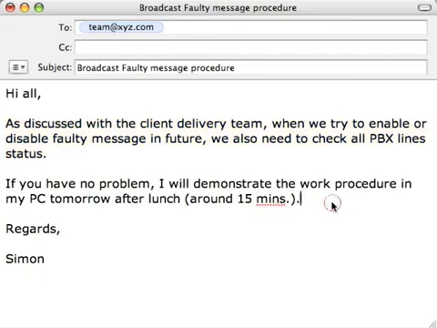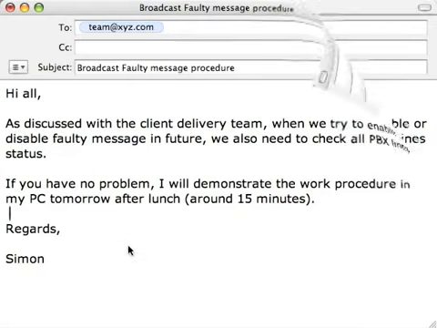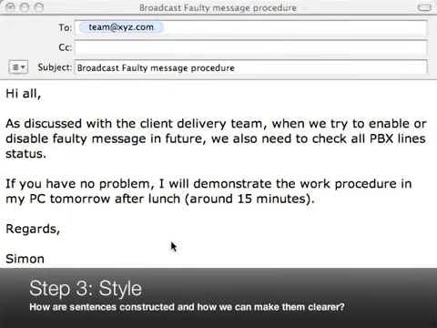The second paragraph doesn't have any real problems with mechanics. The only change I'd like to make is to spell out this abbreviation, MINS, which is short for minutes. It's not a good idea to use abbreviations unless they're really necessary, since a business email needs to have a formal style. All right, let's move on to look at the style of this email and some ways it might be improved.